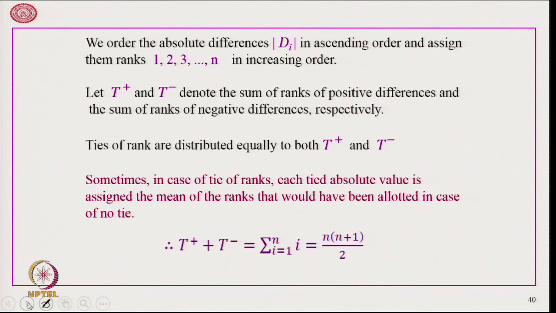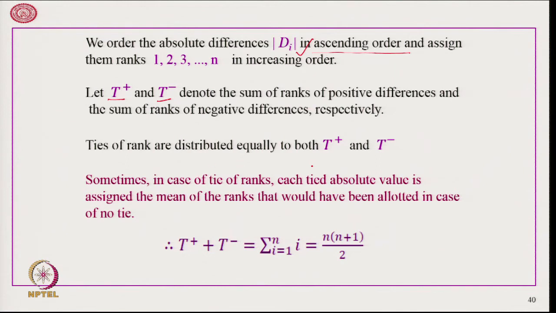Now, what do we do? We look at the absolute value of the difference d i for all the n observations x 1, x 2, x n. Let T plus be the sum of ranks of the positive differences and T minus be the sum of ranks of the negative differences when we arrange all these d i's in ascending order of magnitude.